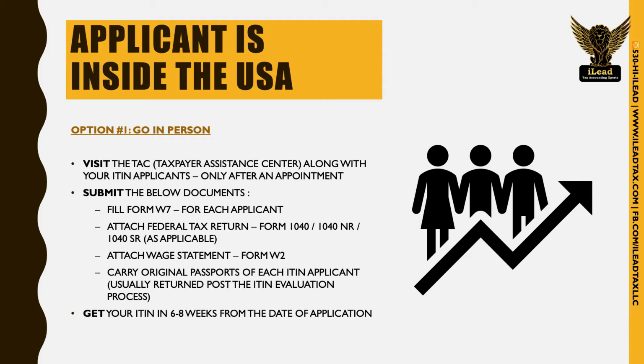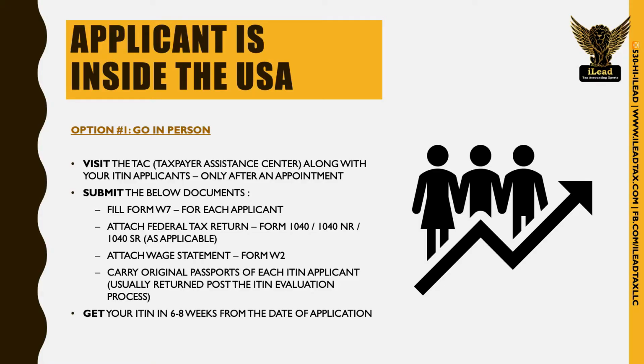You see the image there? So submit the below documents. That's your Form W7. Form W7 is the form that is used to apply for ITIN, and for each applicant you need to have a separate Form W7. And you got to attach your federal tax return, the Form 1040 if you are a resident or a citizen, Form 1040 NR if you are a non-resident, and Form 1040 SR, which is applicable from 2019 tax year in case you are a senior citizen.